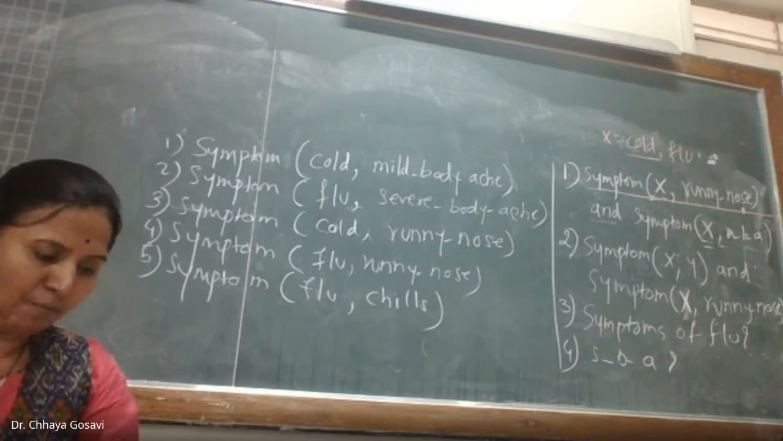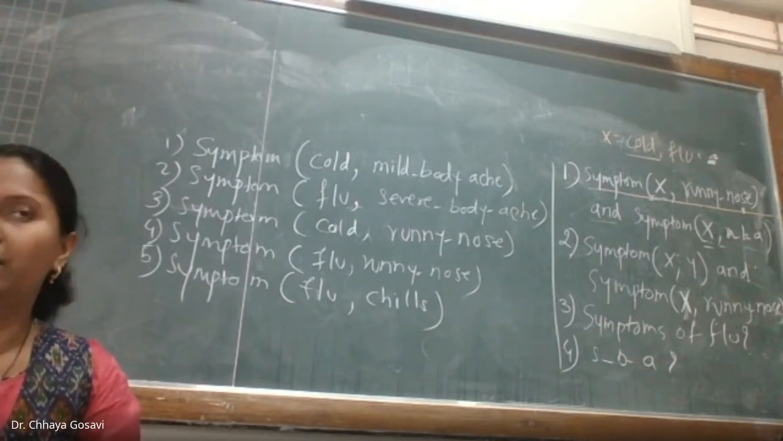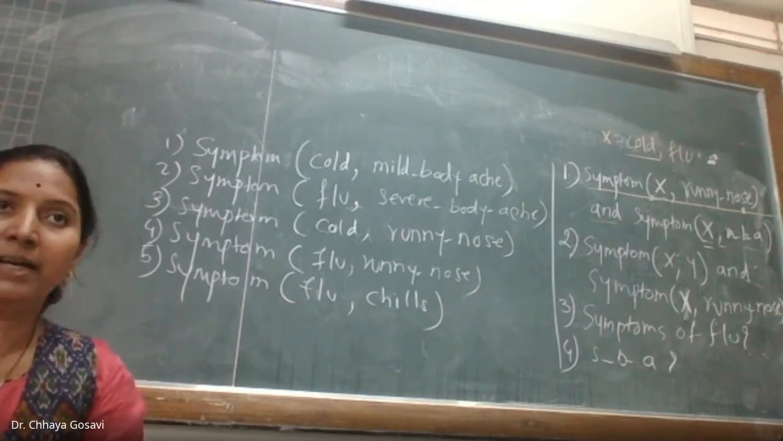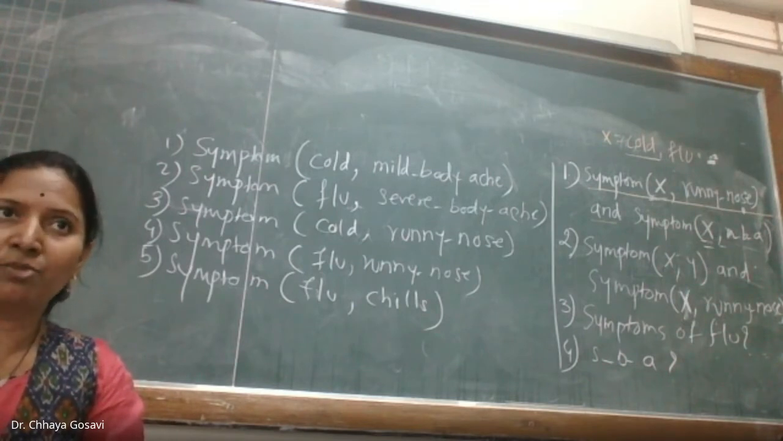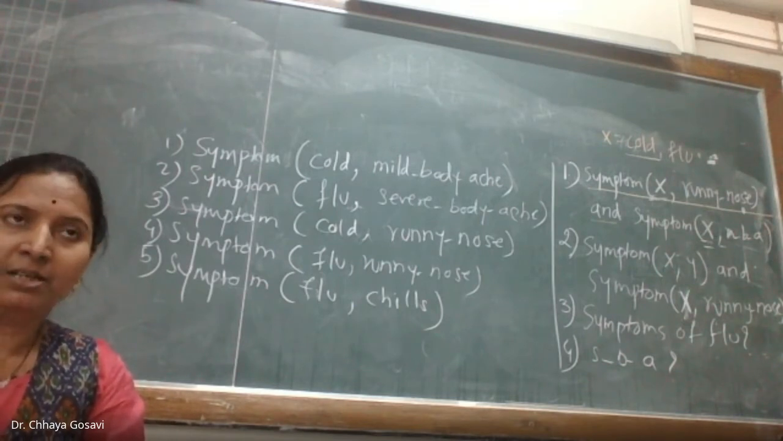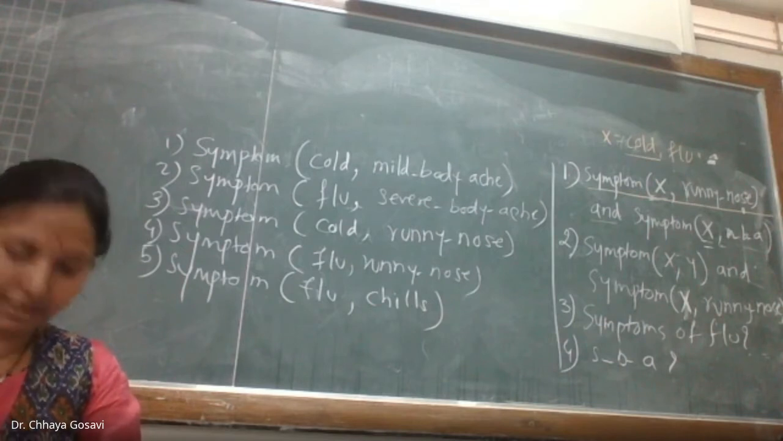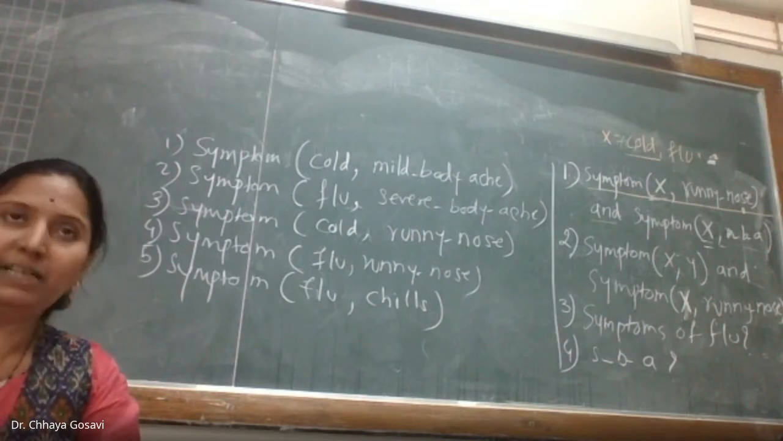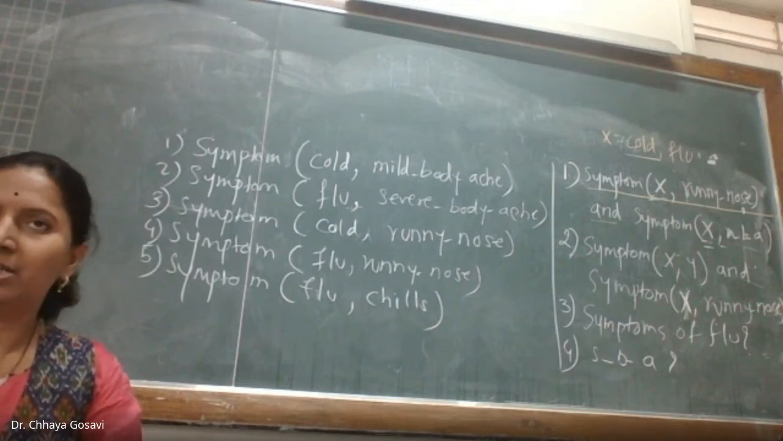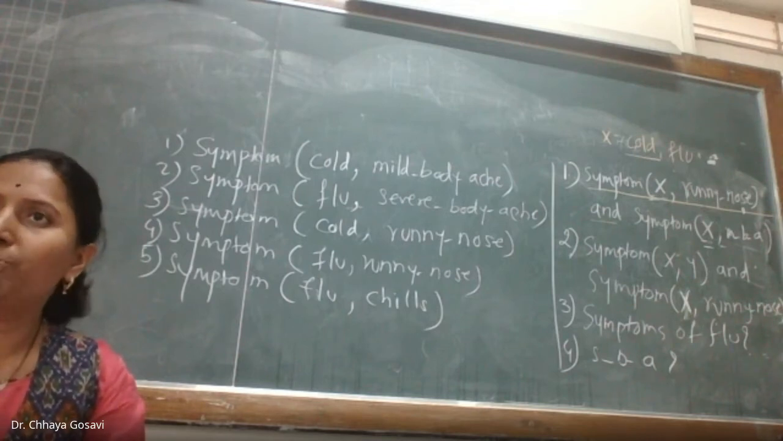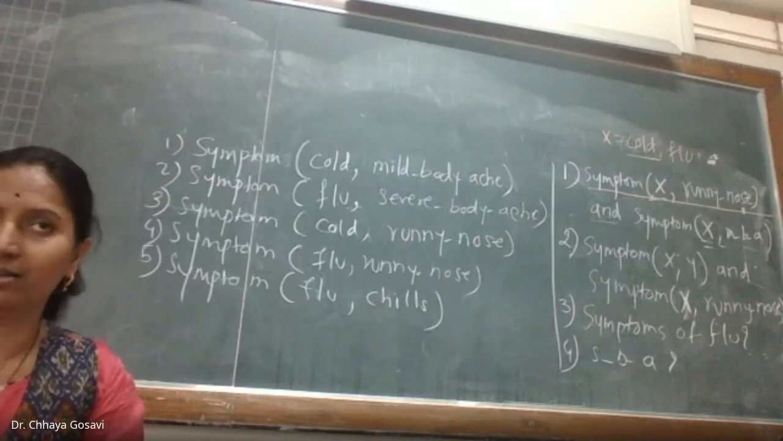Then data objects. When we start studying any language, we learn what the data types are, or what the character set of the language is. So in Prolog, we have three types of objects: integer, real and character. Integer is any integer value, real is a floating point value and character is a set of characters.